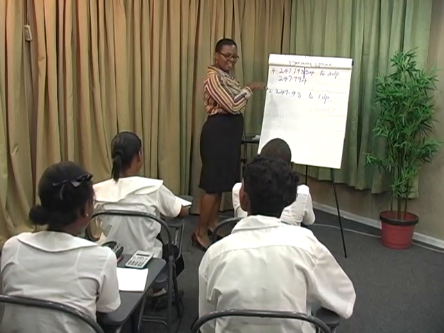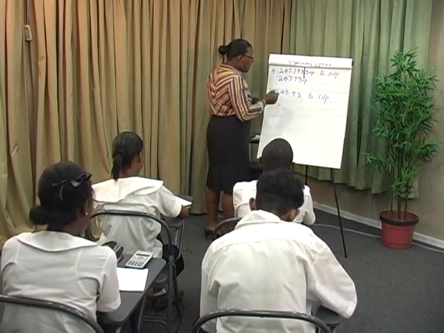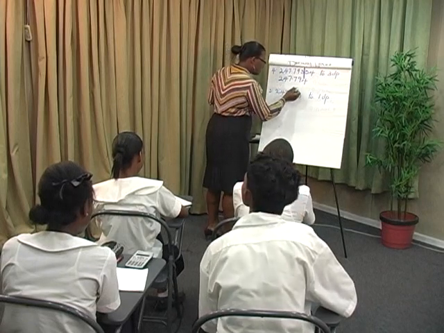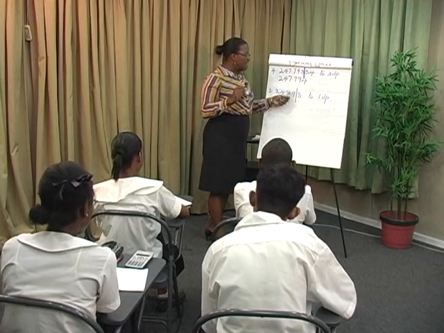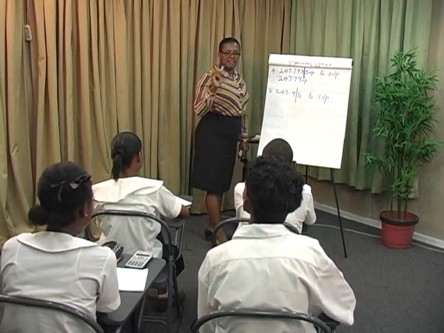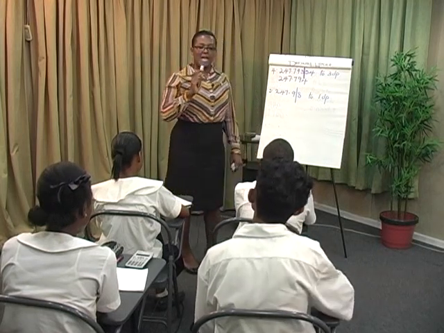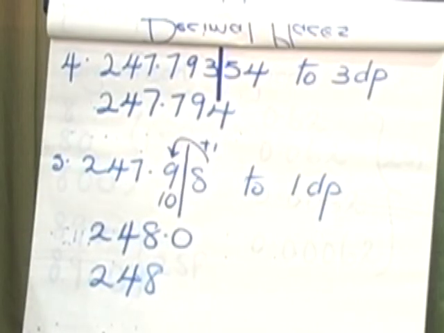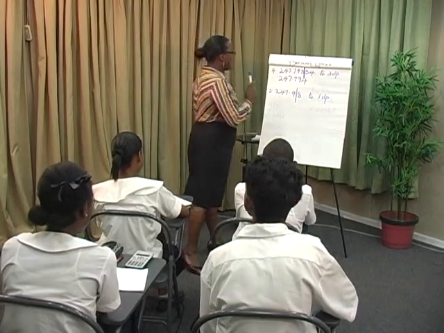Now I have a nice one here. Really, really interesting. We want this one to 1 DP. So we're going to stop there. Before the line, it's a 9. After the line, there's an 8. Should we add 1 or should we add 0? What should we add to the 9? Should we add a 1 or should we add a 0? 1. We should add a 1.